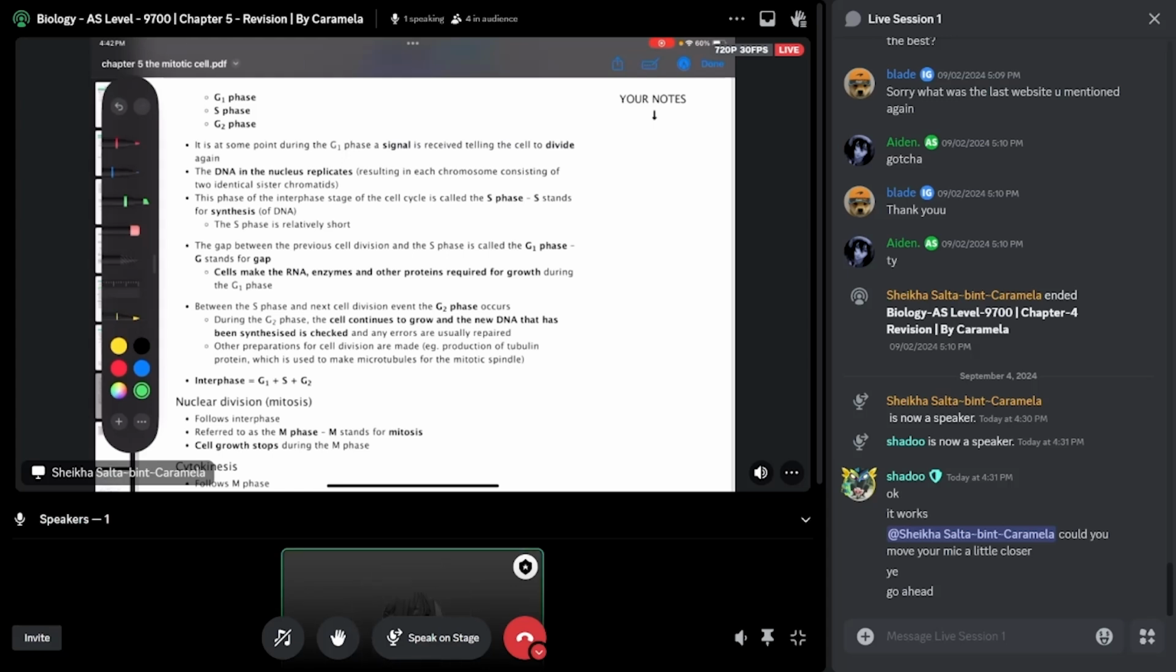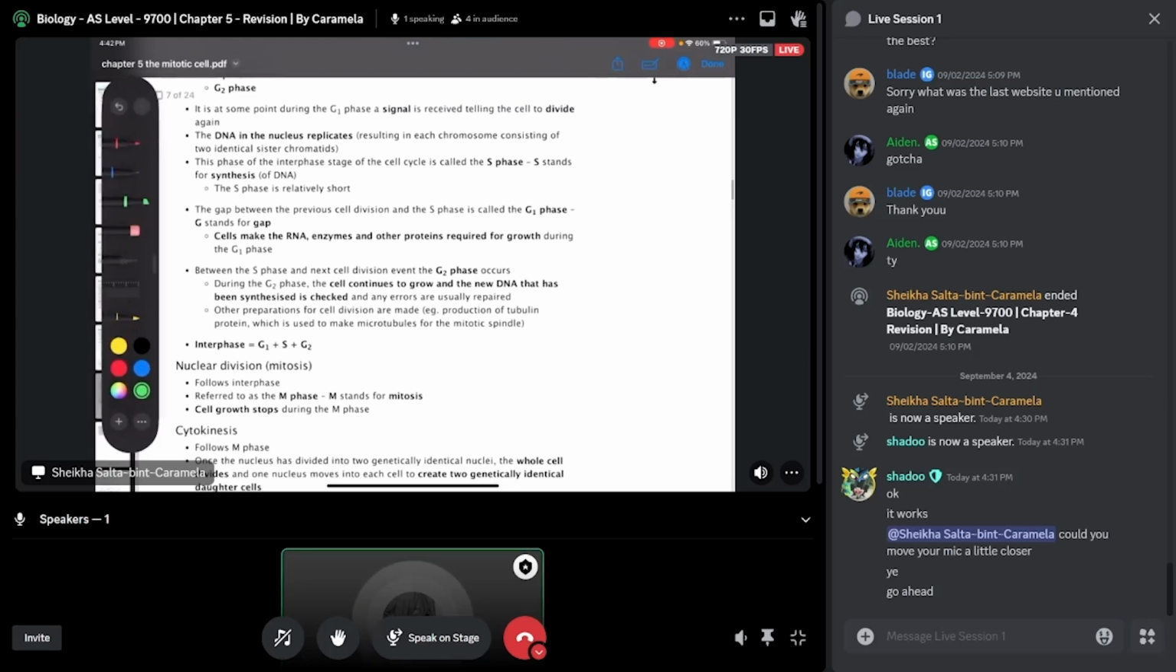The gap between the previous cell division and the S phase is called the G1 phase, right? The cells will make RNA, enzymes, and other proteins required for growth during the G1 phase. This means that it's increasing in size. Between S phase and the next cell division event, the G2 phase occurs. During the G2 phase, the cell continues to grow and the newly synthesized DNA is checked for any errors and repaired if there are any. Other preparations for cell division are also made, like production of tubulin for the spindle fibers to form during mitosis.